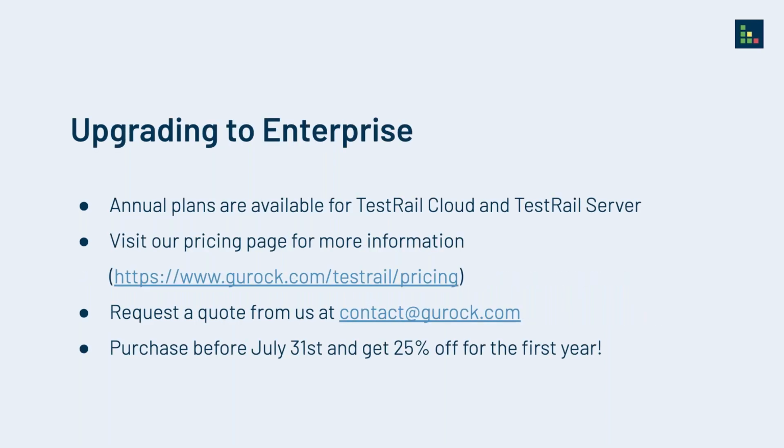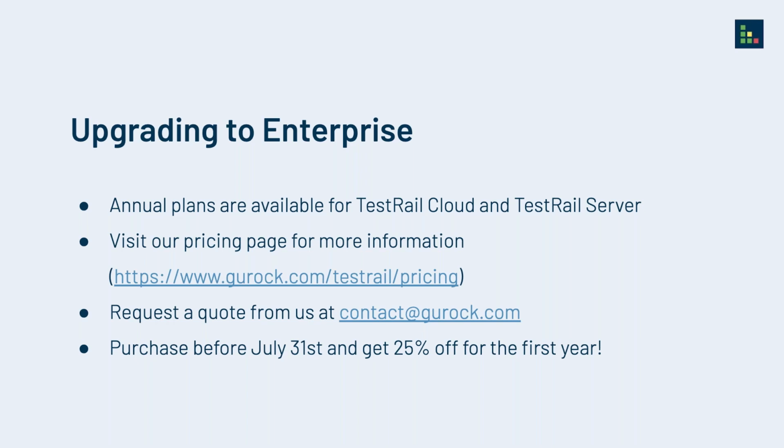Thanks, David. So TestRail Enterprise is available with cloud and server annual plans. So if you wish to take advantage of the new features and upgrade to Enterprise, I recommend taking a look at our pricing page for more information. TestRail Enterprise features are available with the 5.7 release, and you'd purchase or upgrade to the Enterprise plan to avail of those features. So when you're ready to purchase, you can contact us directly for a quote, and that's by emailing contact@gorok.com. If you already have an existing annual plan, we're also happy to take this into account when providing the quote.